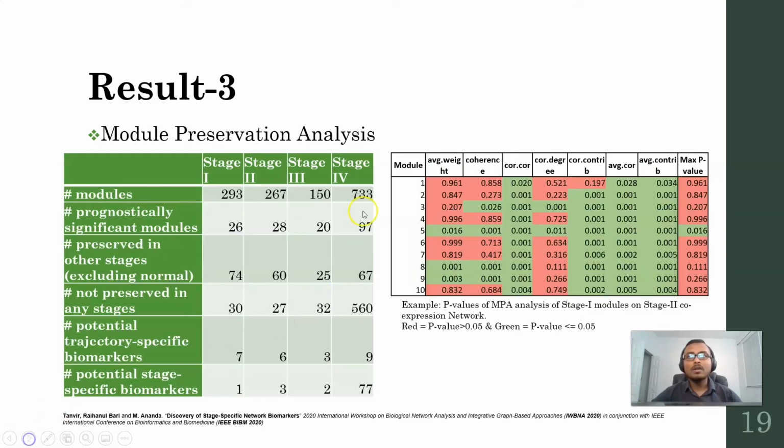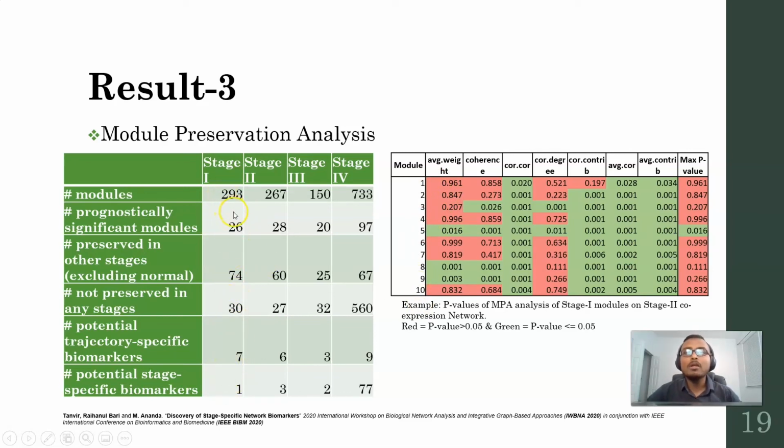Now let's look at the MPS statistics module preservation analysis results. On the right side, we have an example. Modules 1 to 10 are coming from stage 1 and are being tested on stage 2, and it can be seen that only module 5 has p-values less than 0.05 for all the 7 MPS statistics, which means that only module 5 is preserved in stage 2 among 10 modules. And the left side contains the summary of all the preservation analysis.